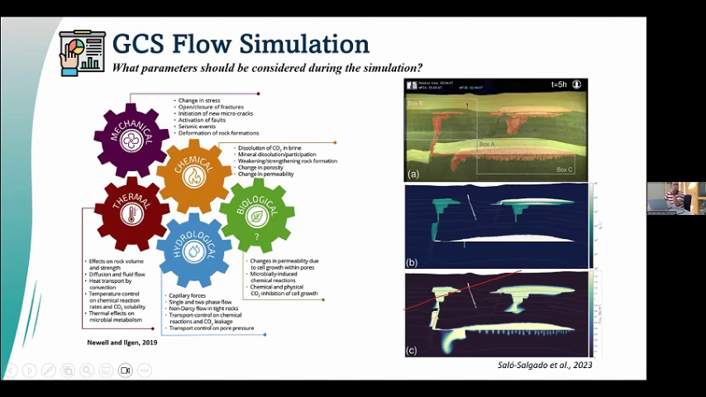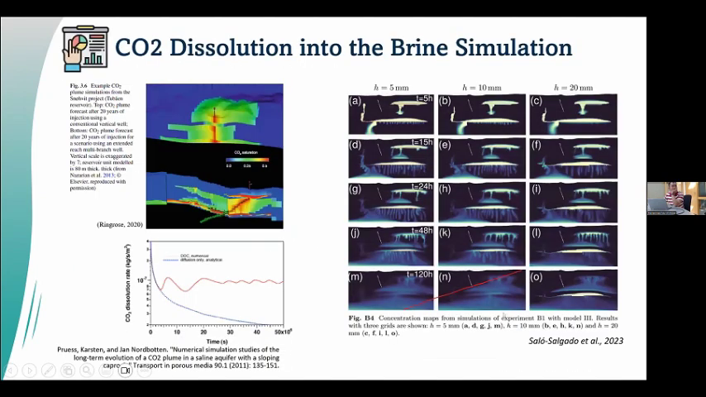This is one good example from Solo Salgado as well, showing how the quality of your grid is important. If you make the grid quite big, the upscaling is too high, meaning it's very hard to estimate how much the CO2 is soluble and how it behaves. You see, at resolutions of 5 millimeter, 10 millimeter, and 20 millimeters, they have different behavior of the concentrations of CO2 dissolved into the brine. But in a reservoir model, we typically make the grid around 50 by 50 meters or 100 by 100 meters, meaning it's really hard for us to see how the CO2 reacts saturatedly in the model.